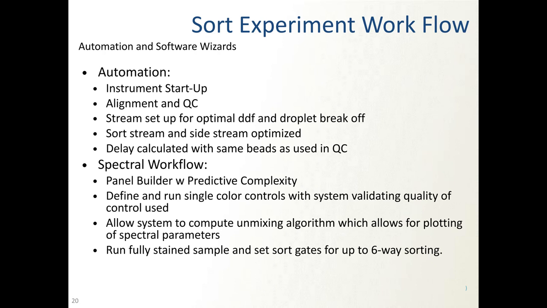So in this system, you fill in the information in the panel builder, run single controls for each one. And as you go through running the single color controls, it's like, that's a good control, we'll be able to make a computation based on that. We're going to give you a green check mark. You just go through the system doing that. And then the system unmixes it and plots it all out. And now your parameters are spectrally defined. They're no longer defined by a given filter. It's defined by the actual unmixed curve. And then we would go ahead and run the fully stained sample, set up our gates, and we did a 6-way sort. This is really a proof of principle sort.